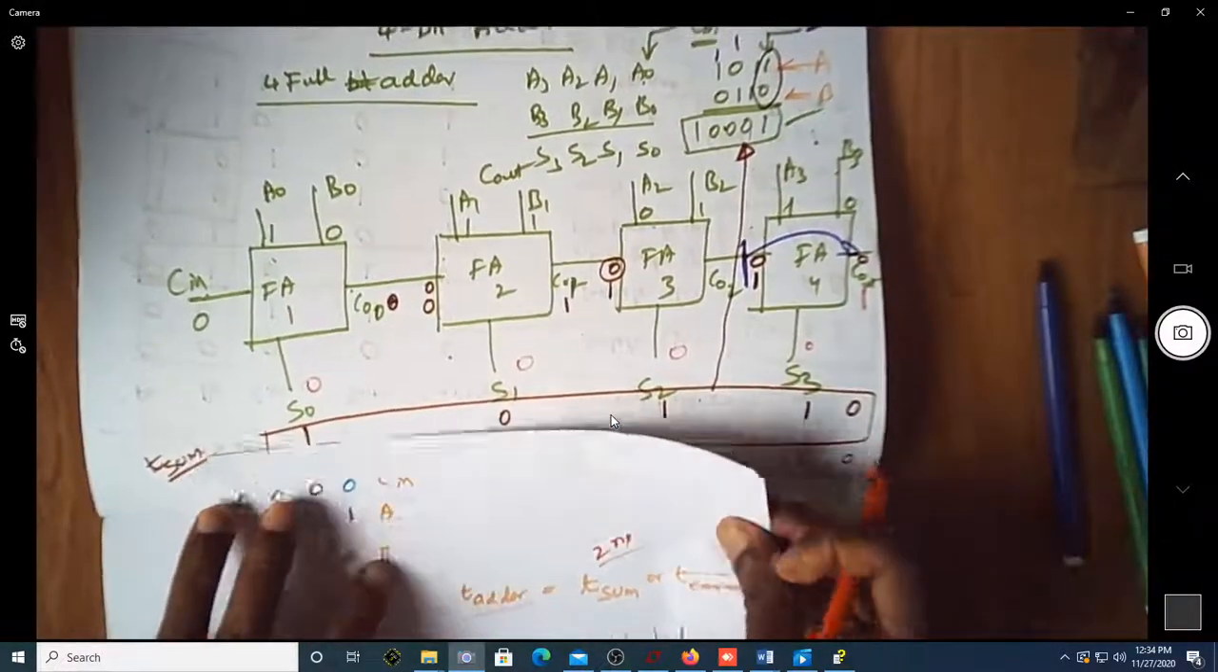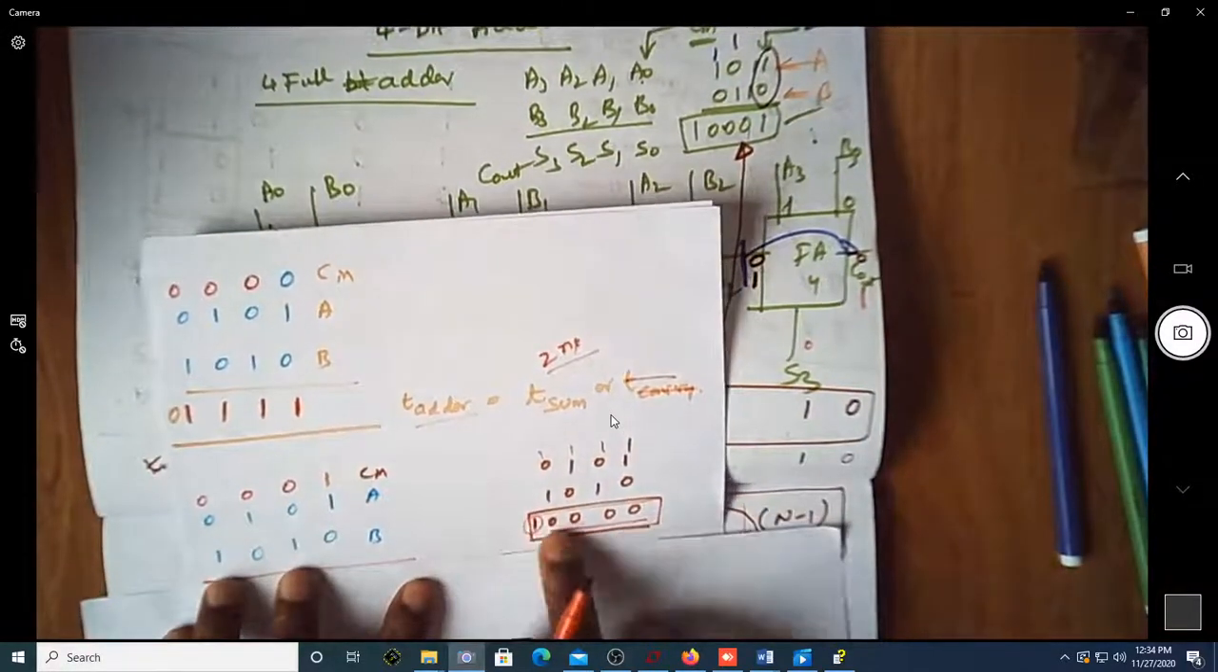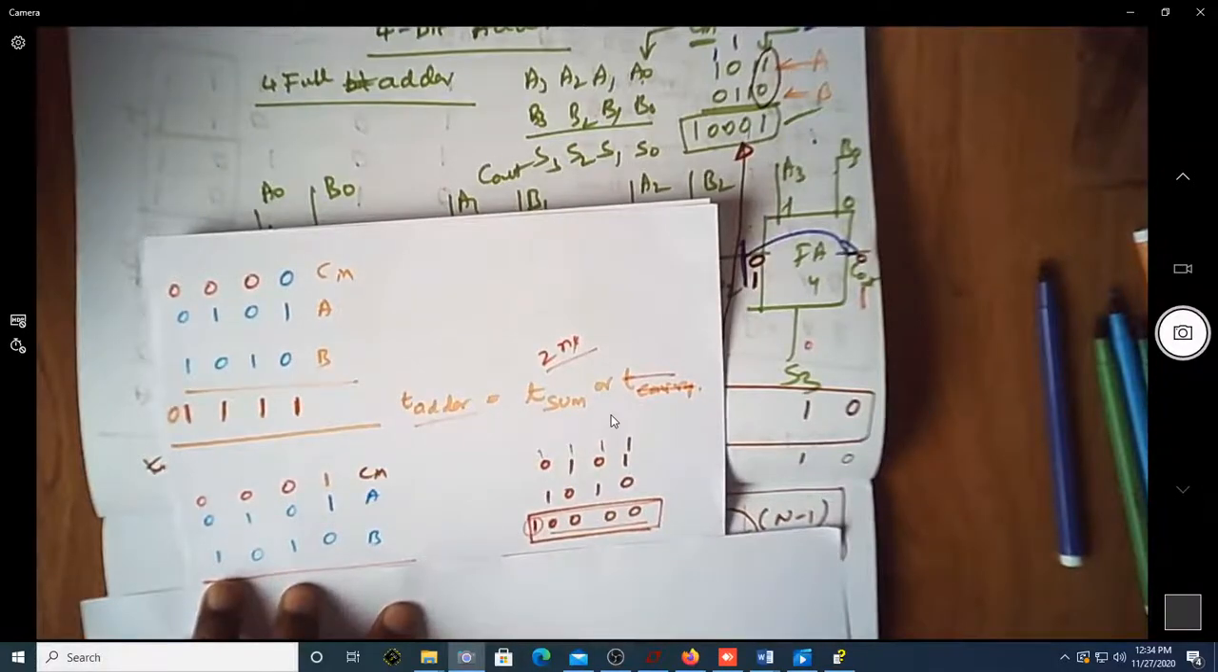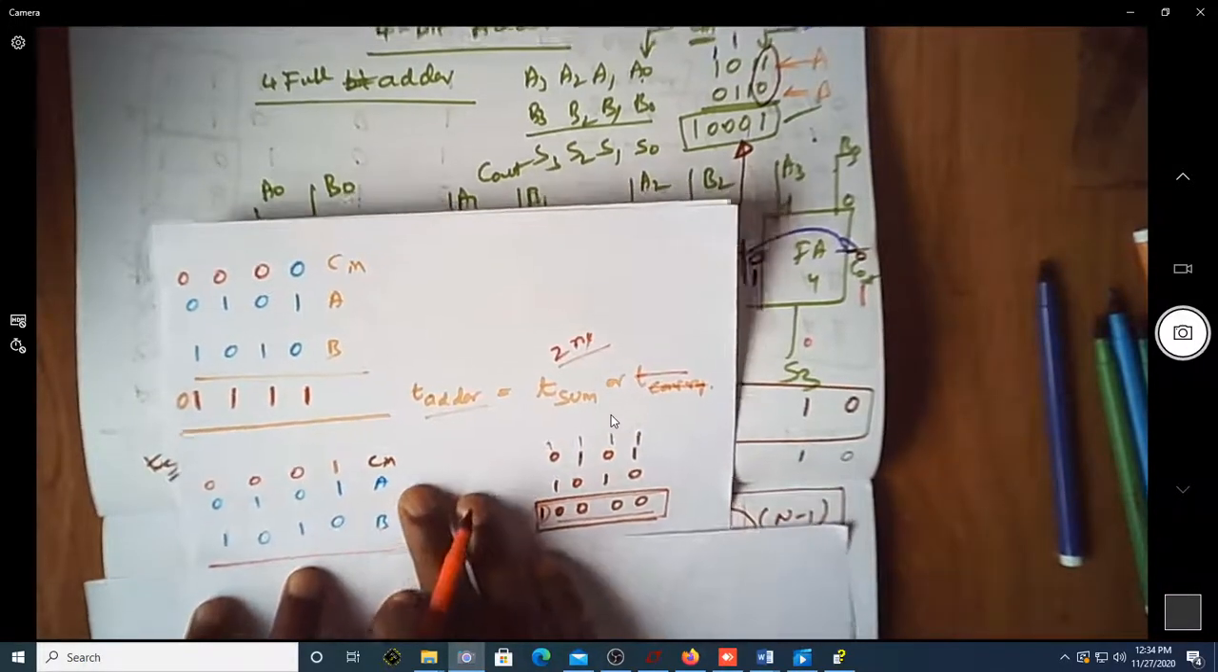When we did it manually, we could very easily write this as the answer, but let us see how much time the 4-bit adder takes to give this output.